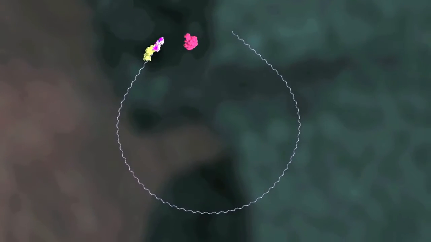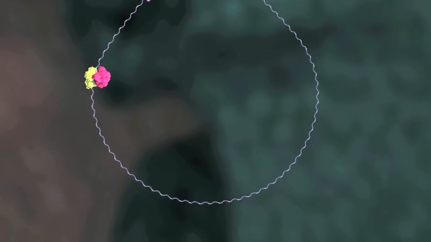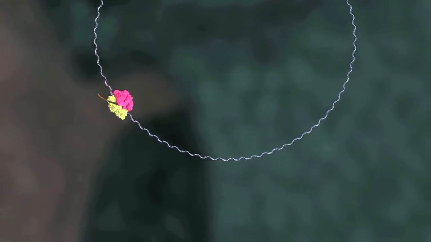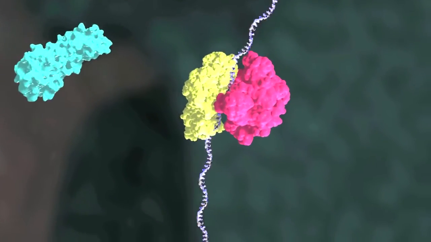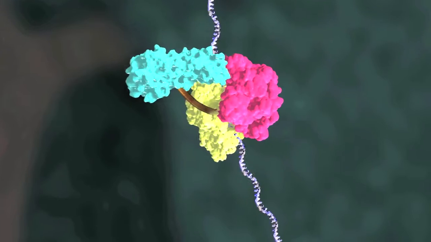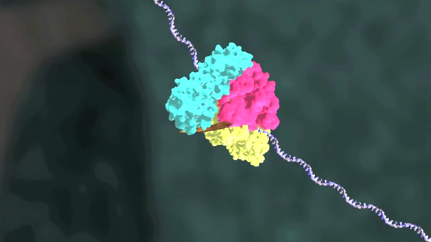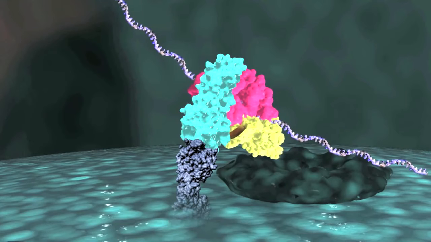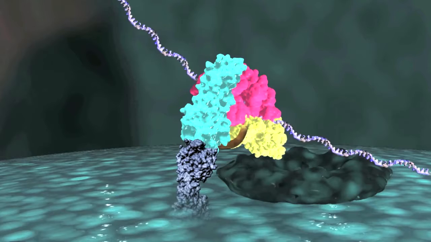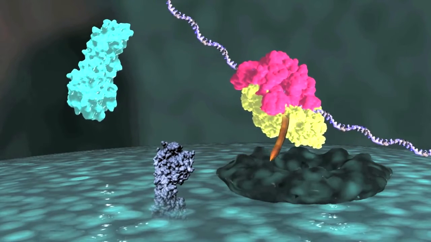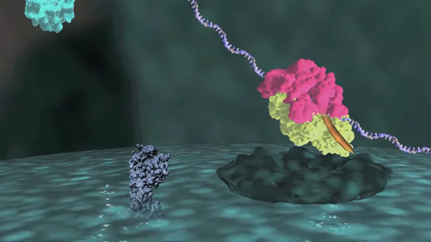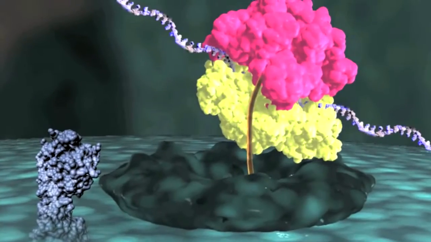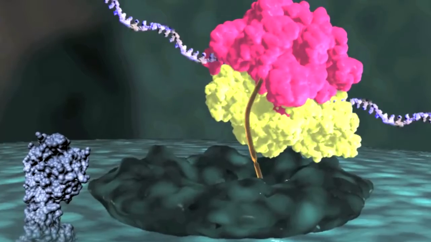The signal recognition particle, the SRP, binds to an amino acid sequence that acts as a signal and stops translation. The messenger RNA ribosome SRP complex is recognized by a membrane receptor located in the rough endoplasmic reticulum membrane, to which the complex anchors. Once the SRP is removed from the complex, translation is resumed and the protein is simultaneously transported into the lumen of the rough ER. The signal peptide is removed.